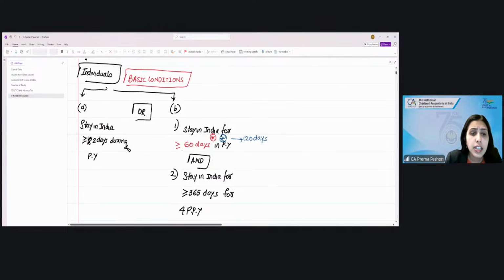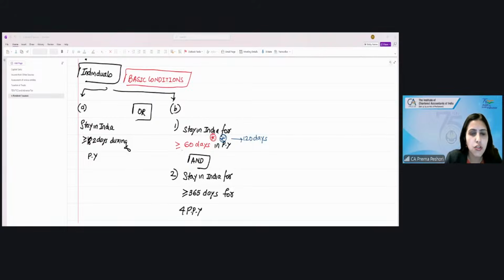Now, the stay in India will include the stay even in the territorial waters of India, which is 12 nautical miles, isn't it? And it is not necessary that the stay has to be continuous. You have to see the stay during the previous year. And for counting the number of days of stay, you have to consider both the date of departure as well as the date of arrival. Are we clear?